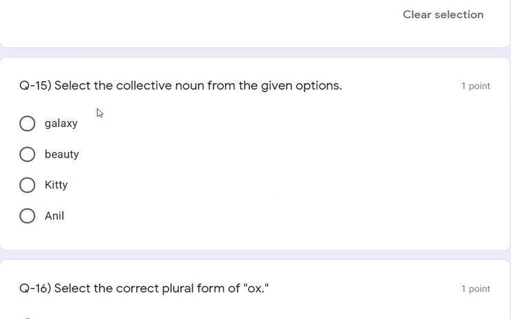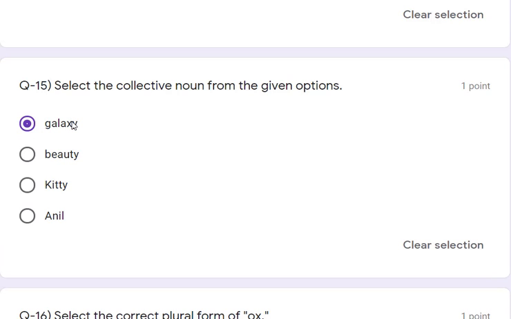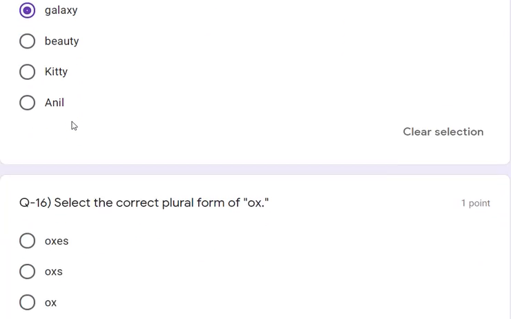Select the collective noun from the given option. We need to select the collective noun. So galaxy, beauty, kitty, anil. So galaxy is the correct answer, right? Collective means in a group, right? In a group we call it as a collective noun. So galaxy is the collective noun.